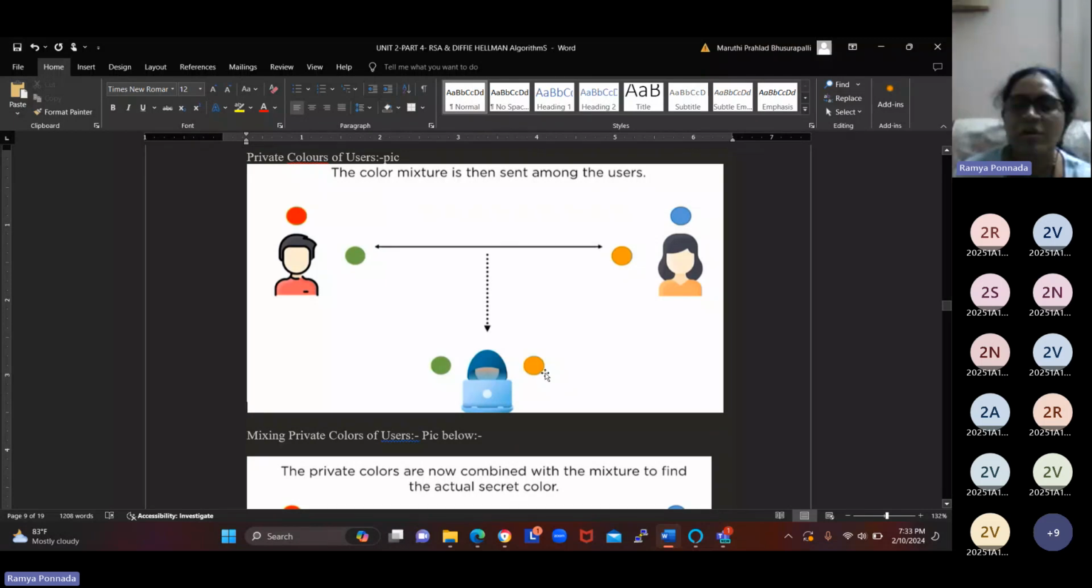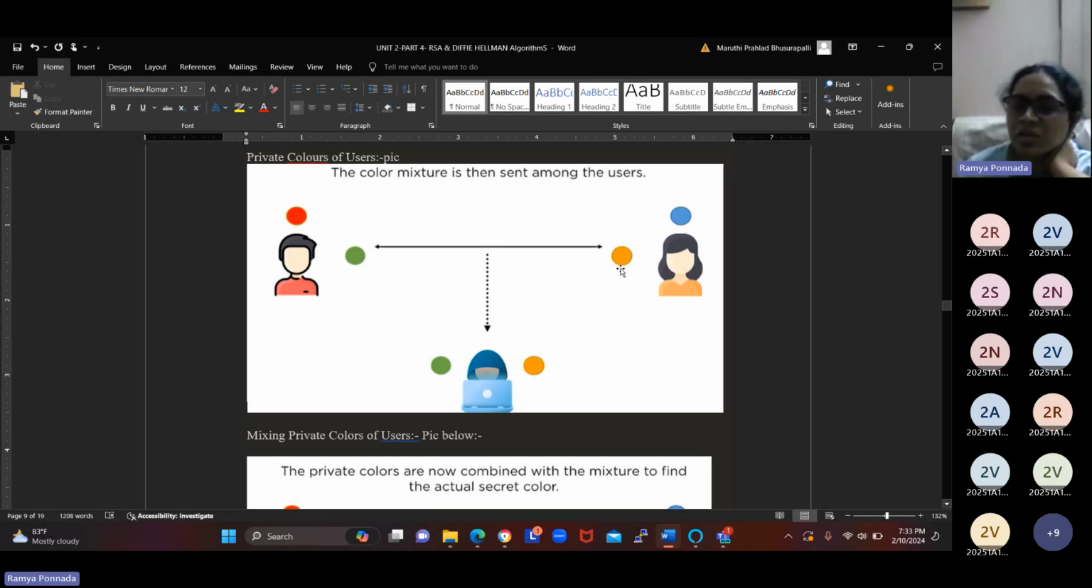You are going to have two colors, one green and one yellow. These values are related to your key, and they are sent to your sender and your receiver. The sender is going to use a private color, red, mix it with the green color, and obtain his own private color.